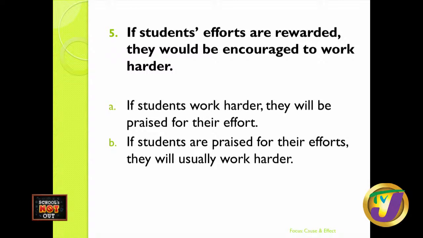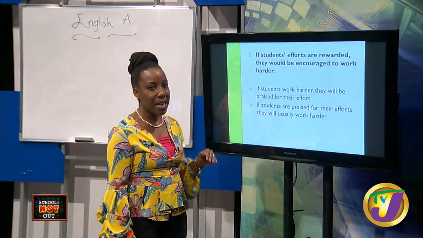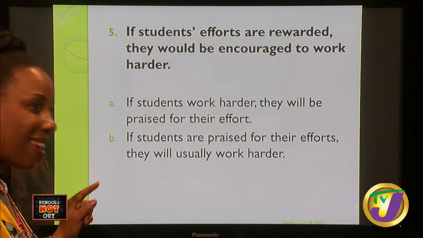So what is the equivalent sentence for five? Is it A or B? If you chose A, then, oh my God, you're incorrect. I'm sorry. I even have the sound effect for that. A is incorrect because look at it. We have the cause being students working harder, and that's not what we start with, right? So the correct answer is B, students receiving praises, and then they work harder. I hope you got that.